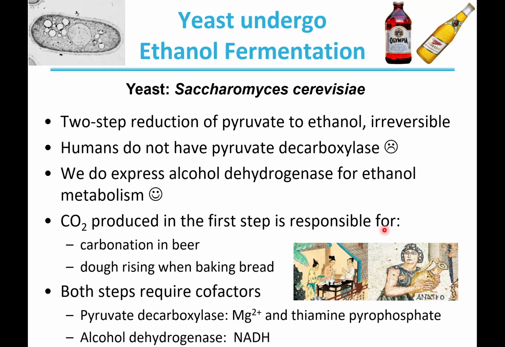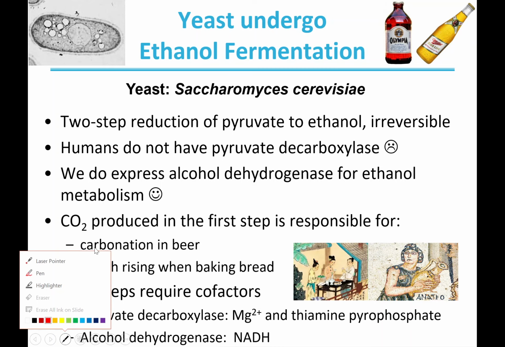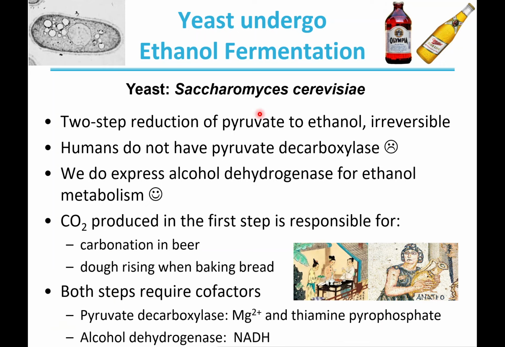Okay. So that's animals. In yeast, this occurs via a different product, and that's ethanol. And in yeast, this is actually a 2-step process instead of a 1-step process. So when I say yeast, we're really talking about the Saccharomyces species of yeast. Okay. And again, this is a 2-step reduction of pyruvate to ethanol.